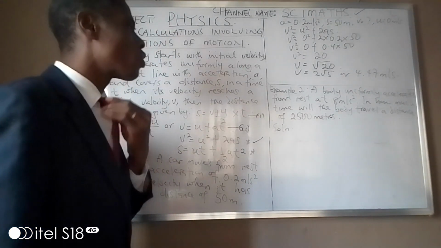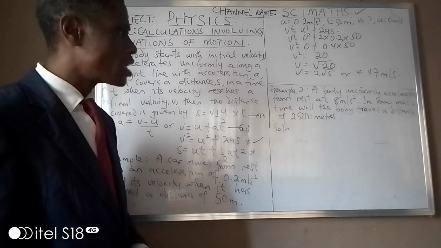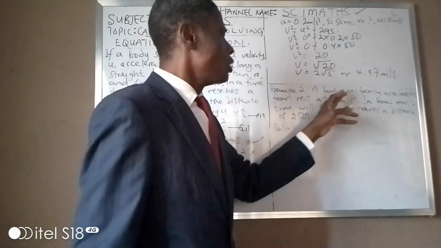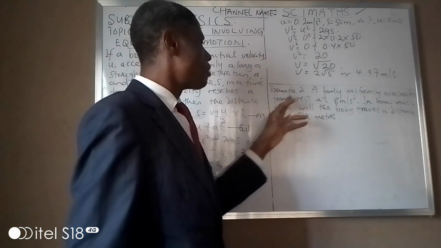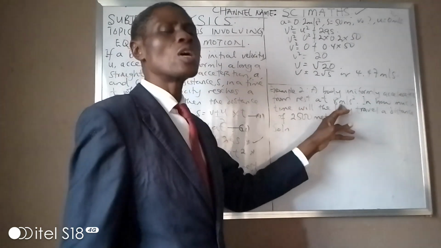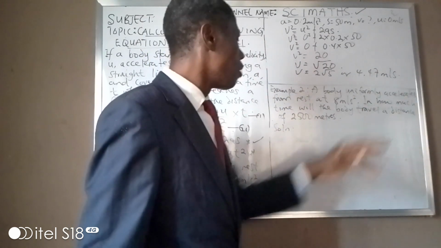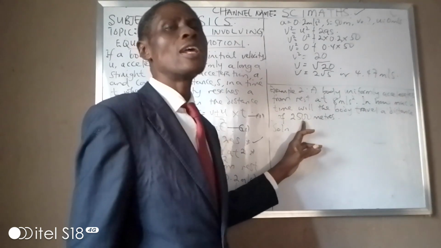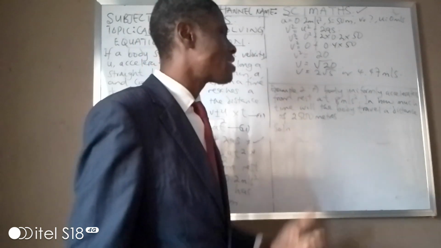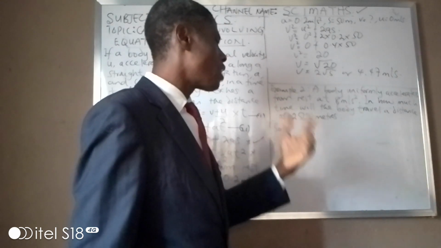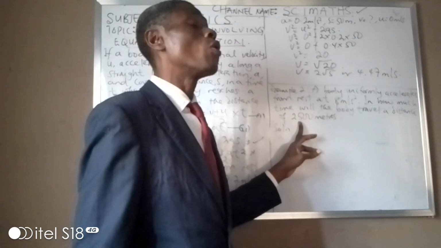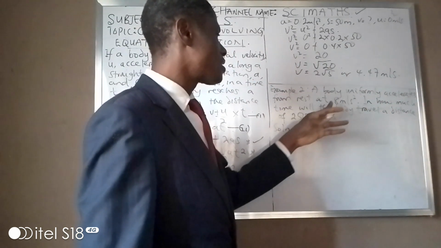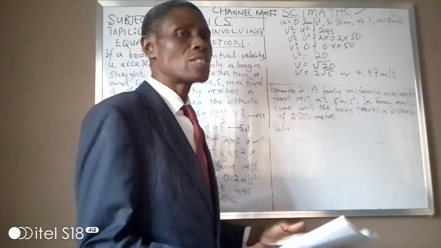Now let us solve the second question. In the second question, they say that a body uniformly accelerates from rest at 8 meters per second square. In how much time will the body travel a distance of 2,500 meters? He wants to know the time taken for it to travel a distance of 2,500 meters when it has an acceleration of 8 meters per second square.